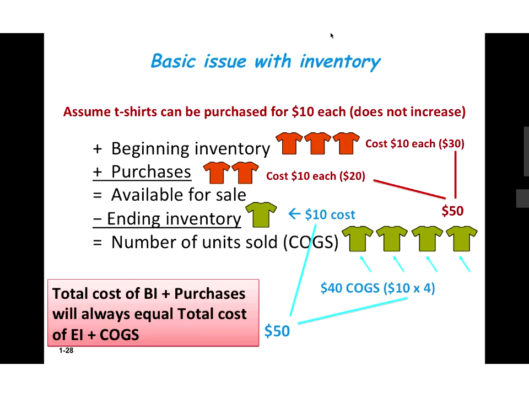Okay, if costs never changed, if our t-shirt seller here could go on buying t-shirts for $10, the cost never ever changed, then we would be done with this chapter. So we wouldn't have any need for most of the rest of this chapter. But the reality is costs change. The price of t-shirts fluctuates. The price of many things fluctuates. So I'm going to show you what the challenge becomes.